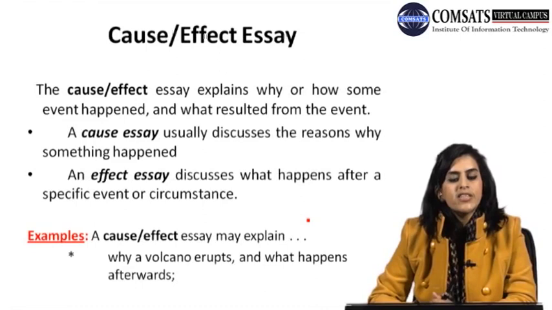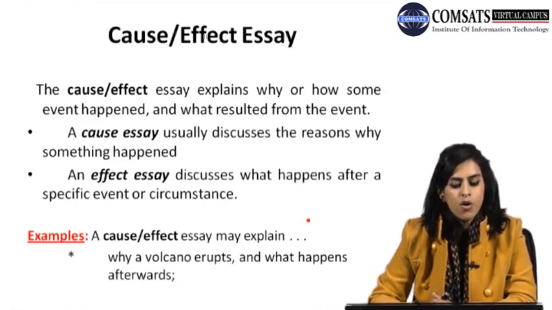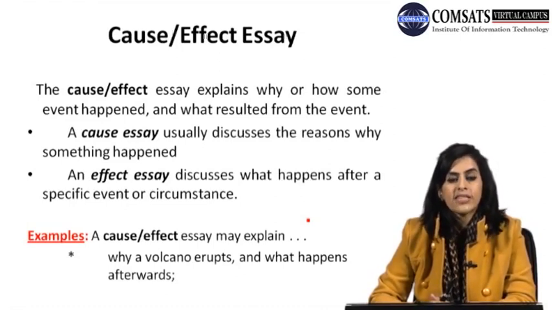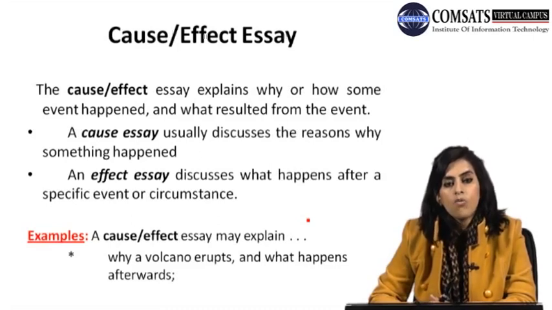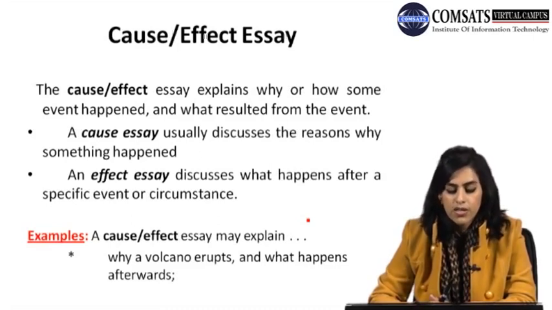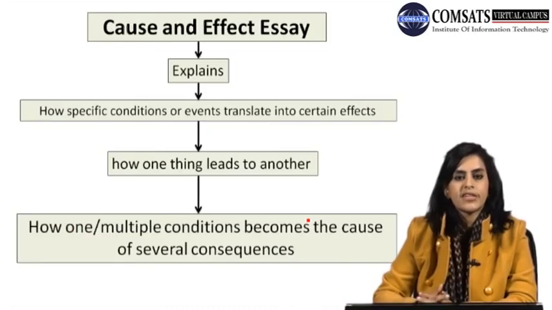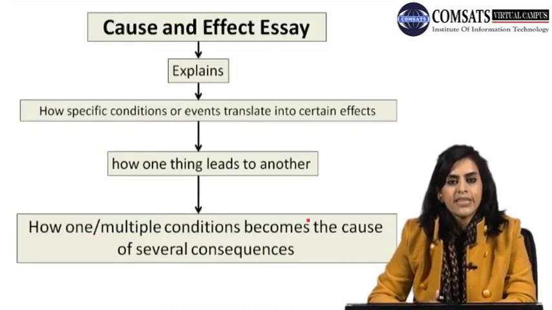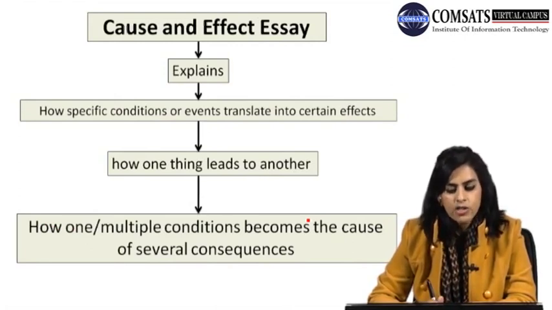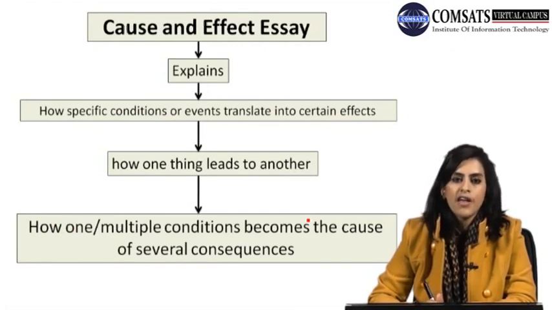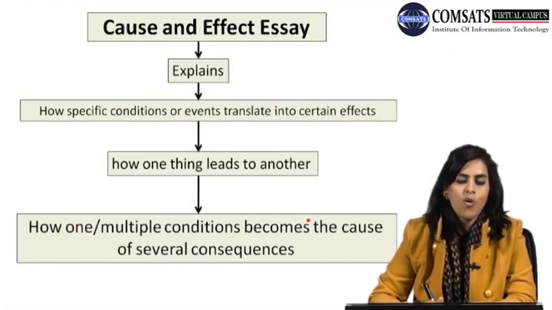The next essay type that we discussed was the cause and effect essay. The cause usually discusses the reason why something happened, and the effect basically discusses what happens afterwards. For example, how a volcano erupts and what happens afterwards is one good example of a cause and effect essay. So a cause and effect essay basically explains how specific conditions or events translate into certain effects, and how one thing leads to another. In other words, how every action has a reaction.